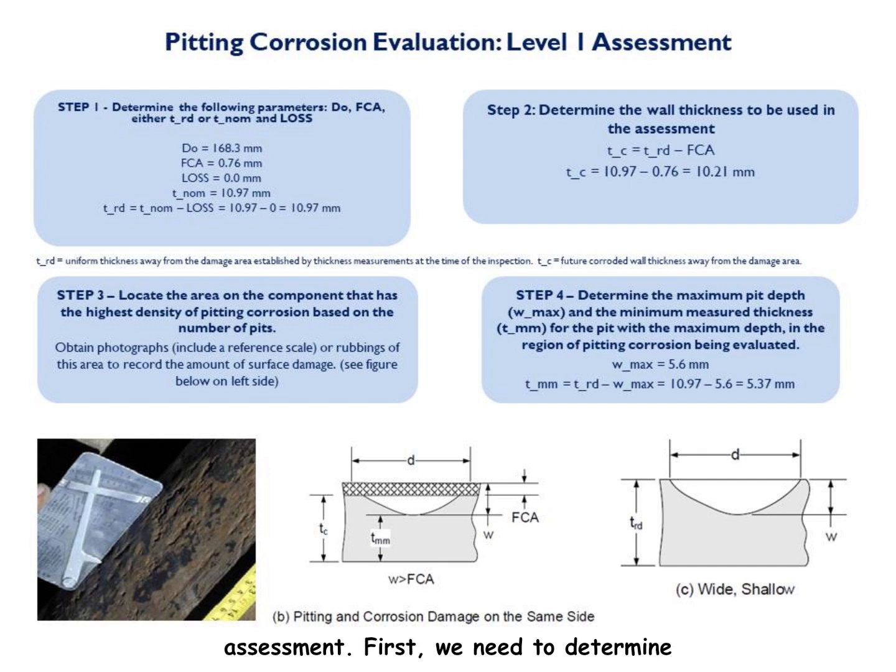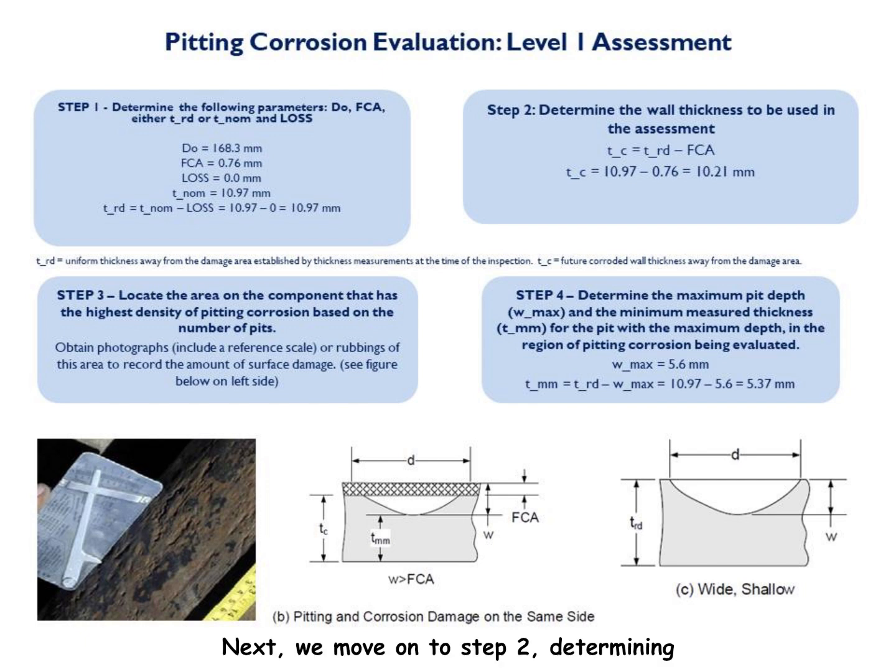First, we need to determine some key parameters: DO, FCA, either TARD or TNOM, and loss. In this case, DO is 168.3 millimeters, FCA is 0.76 millimeters, loss is 0, and the nominal thickness TNOM is 10.97 millimeters. Since loss is 0, our remaining thickness, TARD, equals TNOM, which is 10.97 millimeters.